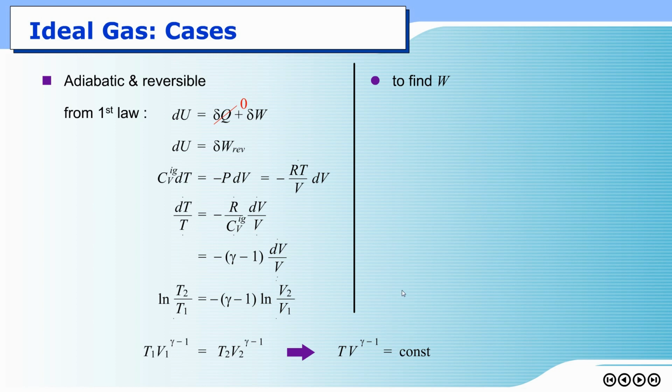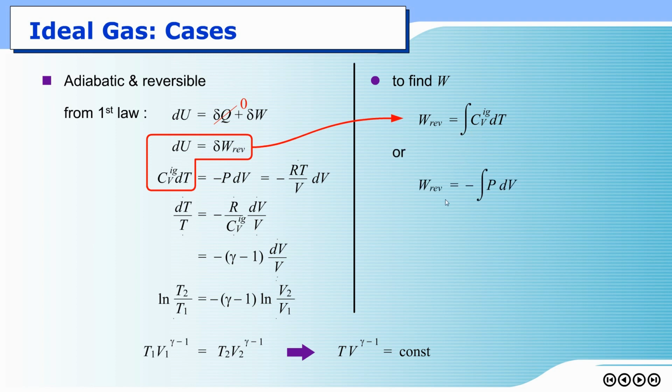In order to find work for this case, you can start with this relationship in the box. Work would equal dU, and dU equals Cv dT. So the work itself can be obtained from the integration of Cv dT. Or you can start from the definition of reversible work: work equals minus PdV, and do the integration. In this case, if you apply the ideal gas law, P would be RT over V, but you have to realize that this temperature is not constant. You cannot do the integration right away.